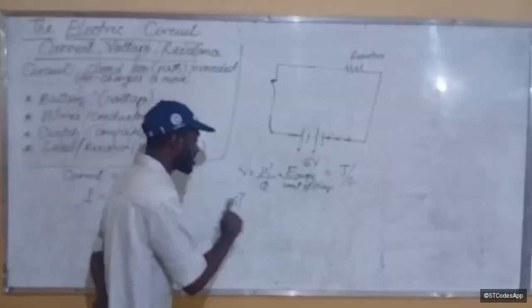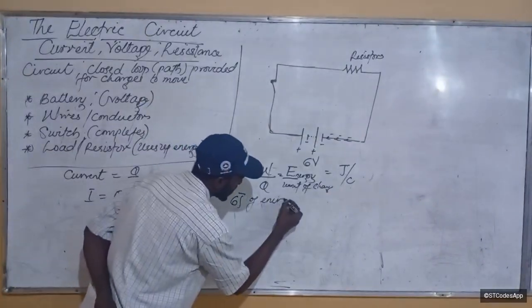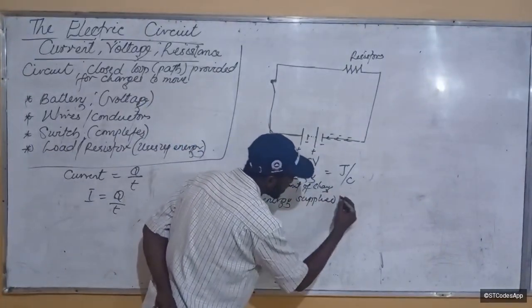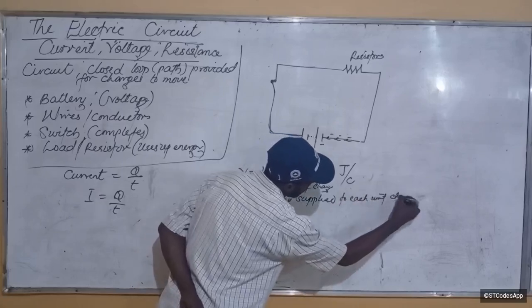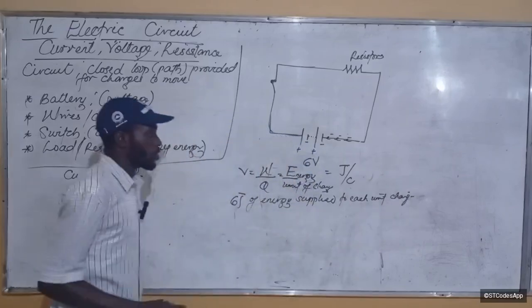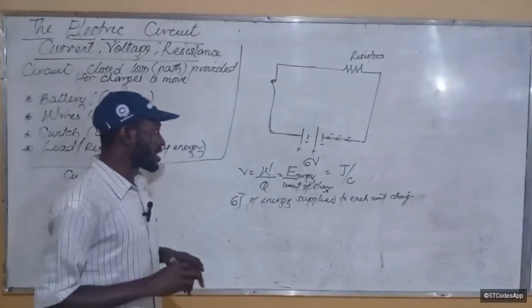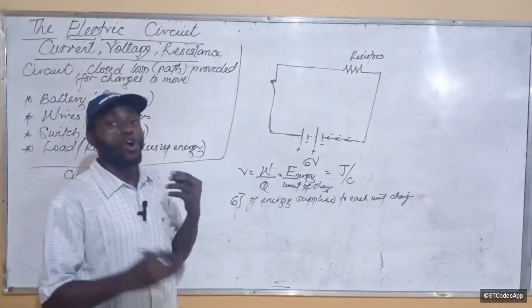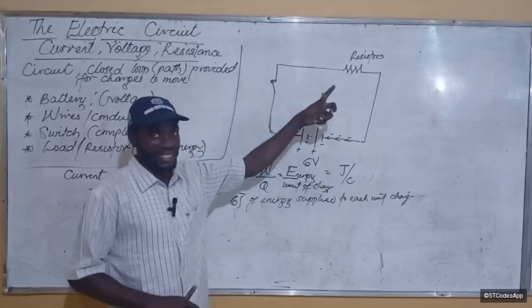Each of the charges will get 6 joules of energy. 6 joules of energy will be supplied to each unit charge. That's the meaning of this thing here. Do you understand now? Alright, so that's what this means. Now, if that's the case, then what is current in terms of this? Current is the rate of flow of those charges.